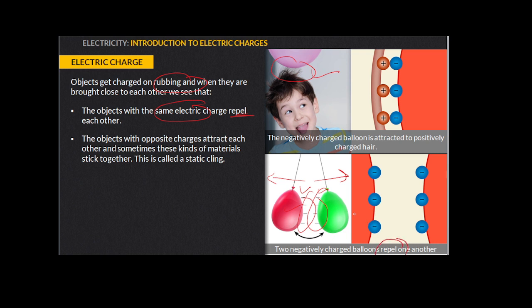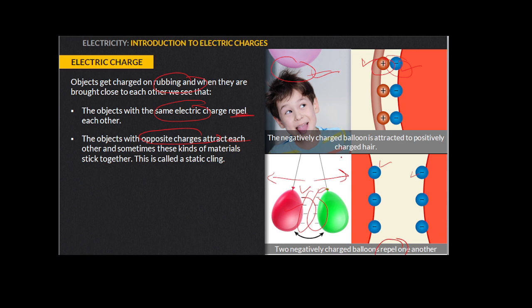Okay, when objects have opposite charge, they attract each other. There was attraction because one had positive charge and the other had negative charge. Because the charges are opposite, there will be attraction. This is always the case. Opposite charges always attract, and the same charges, or like charges, repel each other.